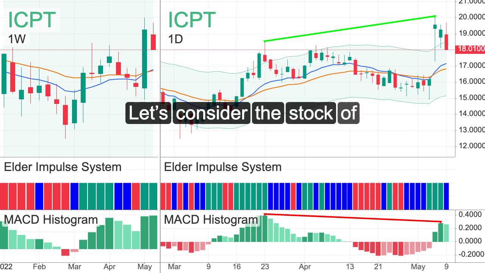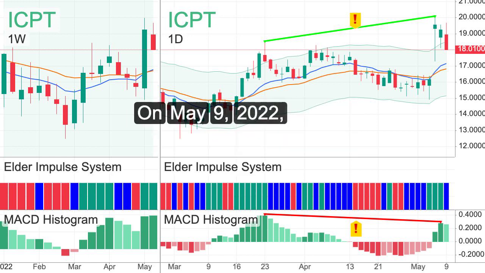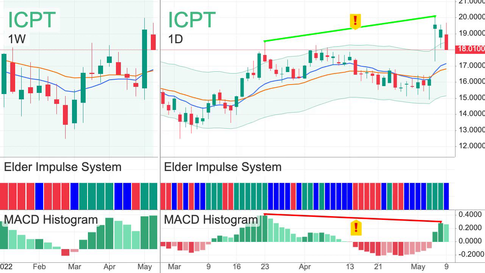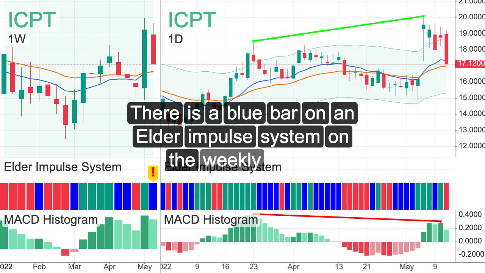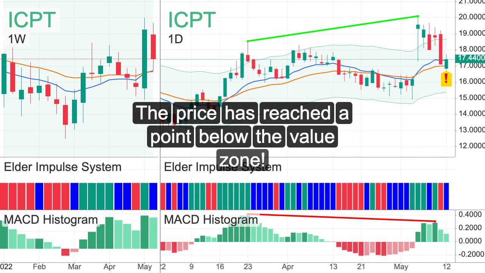Let's consider the stock of Intercept Pharmaceuticals Inc. On May 9, 2022, a bear divergence formed in an uptrend. This is a strong sell signal. There is a first light bar on the histogram. Are you ready to submit a sell order? There is a blue bar on an Elder impulse system on the weekly chart. The price has reached a point below the value zone.